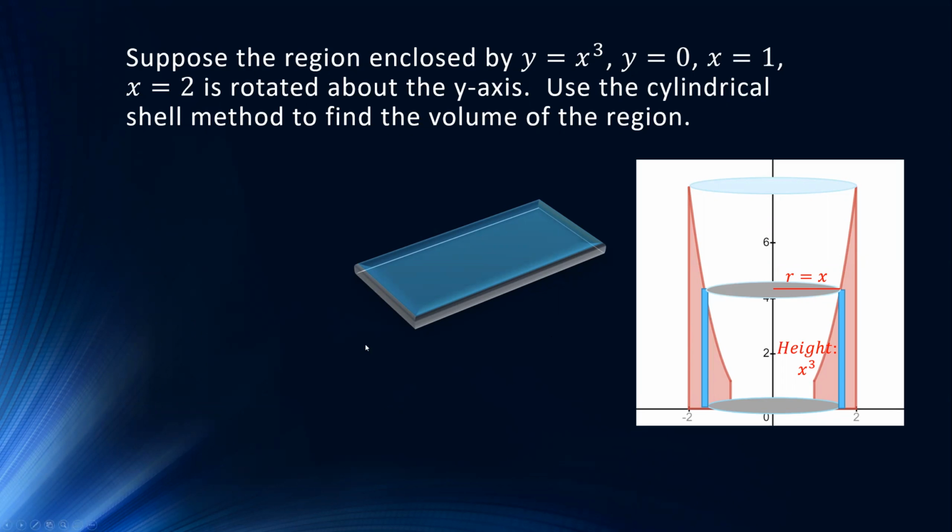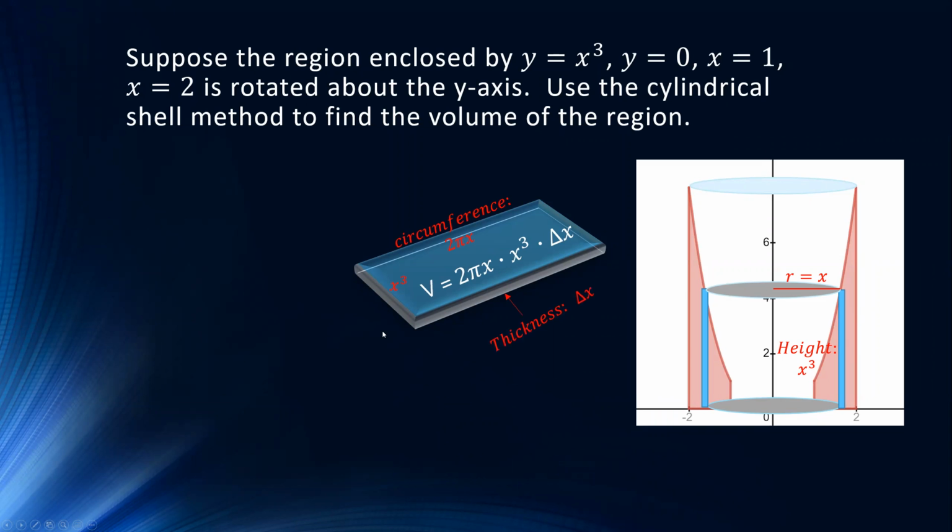We're going to take that one cylinder, slice it open, and that would be a three-dimensional rectangular prism like this, right? Where the height, again, is x to the third. The length right here is the circumference of the circle, so 2 pi r, with r being the x value. And then how thick? That would be delta x. So the volume of this particular blue shell is 2 pi x times x to the third delta x, and x times x to the third is x to the fourth, right?